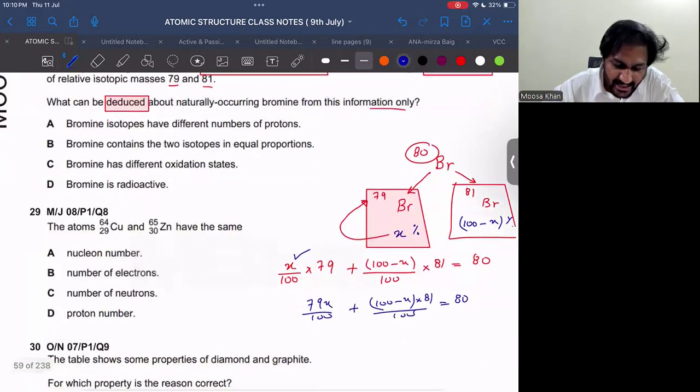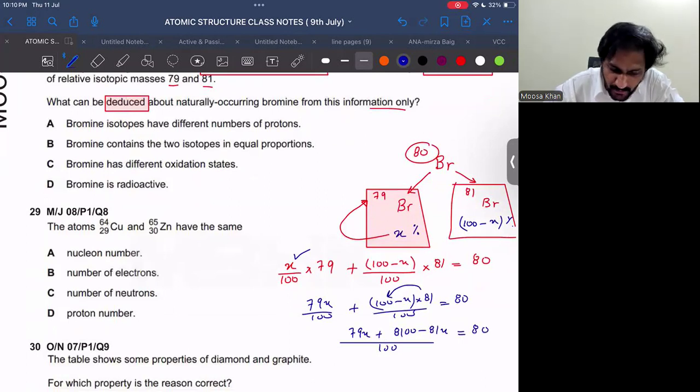If you take 100 as LCM between these two fractions, you're going to get 79x in the numerator, 81 ko multiply kar do bracket se, 8100 into 81x and is equals to 80. If you solve it for x, you will get the value of x. But again, as Vania asked me some question, so that's how we can solve this question.